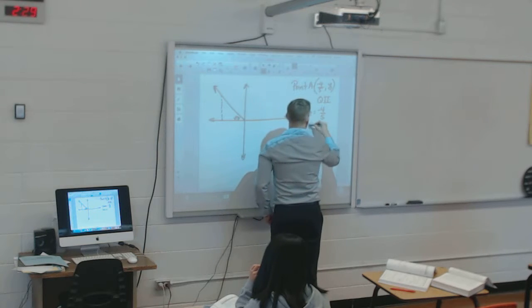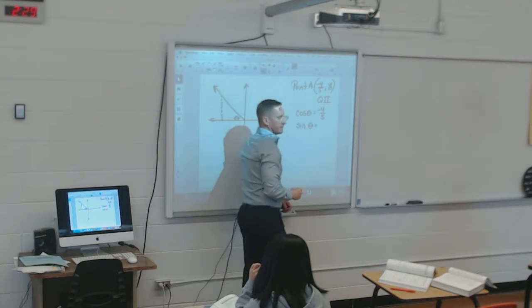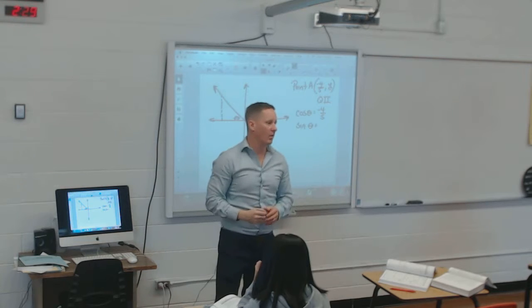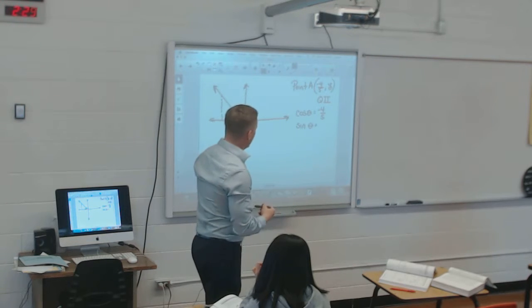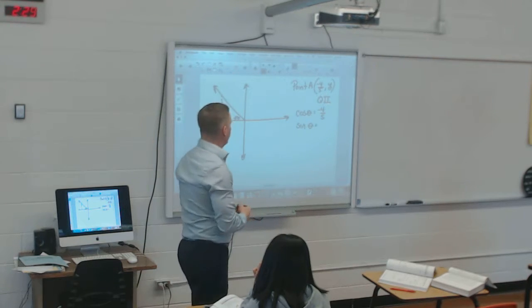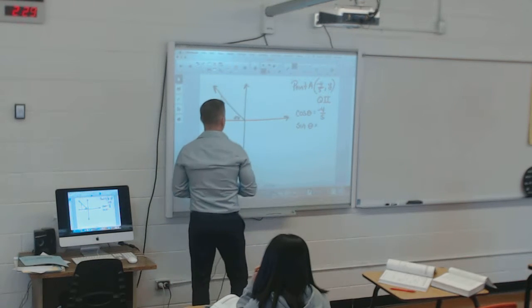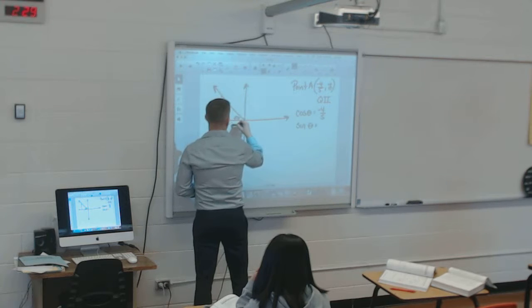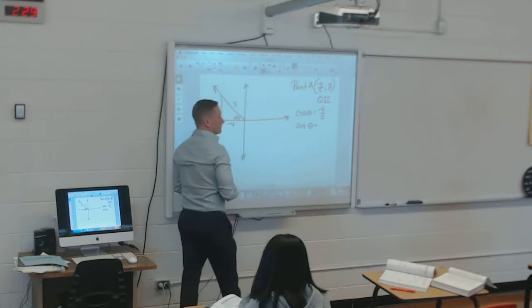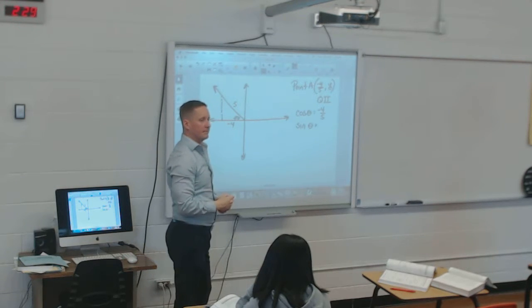So what do I want to find? I want to find out what my sine ratio is. Okay, that's my intended goal. Cos squared plus sine squared equals 1. But there's another way I can do this. Cos is adjacent over hypotenuse, agreed? That means that this is negative 4 over 5, right?